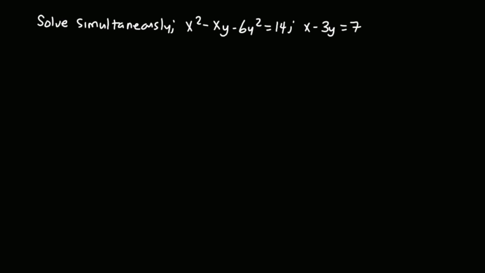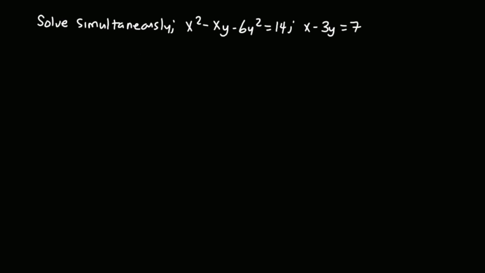Now in this video we are to solve simultaneously these two equations, which are x squared minus xy minus 6y squared is equal to 14 and x minus 3y is equal to 7. Now, as a culture on this channel, I'll be very glad if you pause the video and try your hands on this, after which you can compare your solution to that of mine.